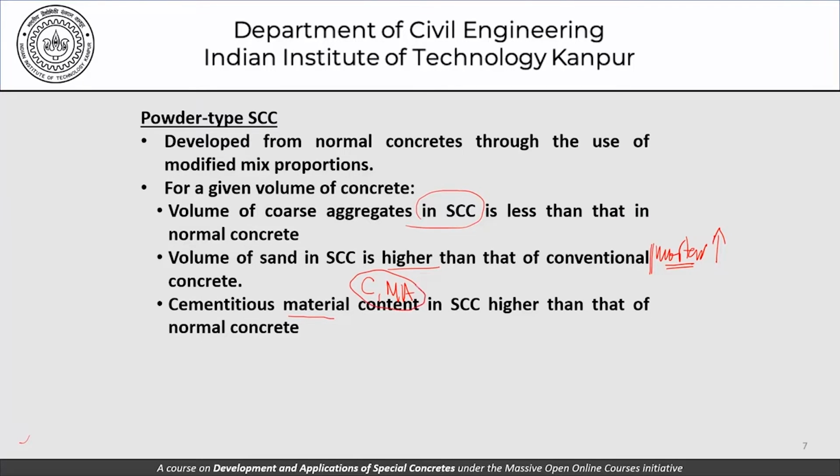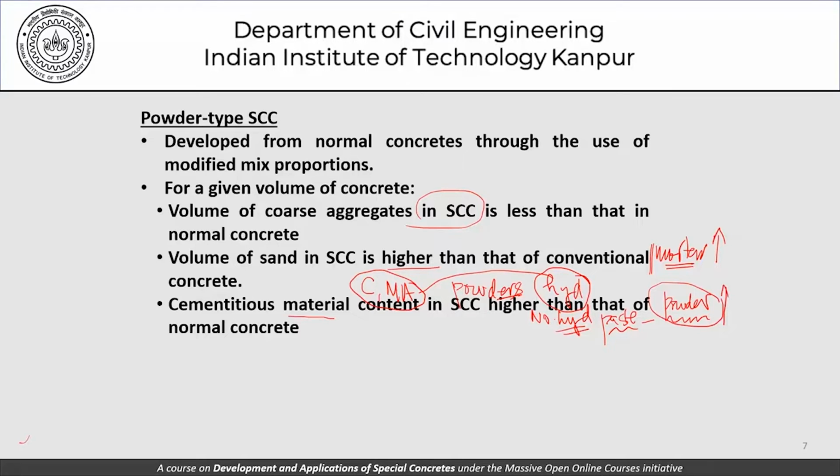But please remember that apart from mineral admixtures, we also sometimes use other powders which do not necessarily take part in the hydration reaction. So if they take part in hydration reaction, they become part of the mineral admixture. If they do not take part in the hydration reaction, they can still be part of the paste because they are comparable in fineness to normal cements or mineral admixtures and contribute to the higher powder content. And what we are actually interested to do is to increase the powder content.